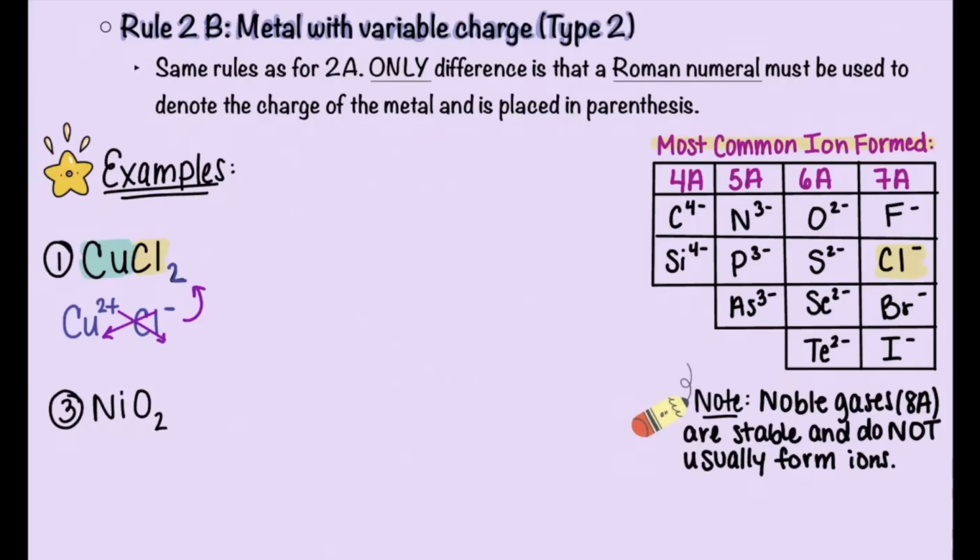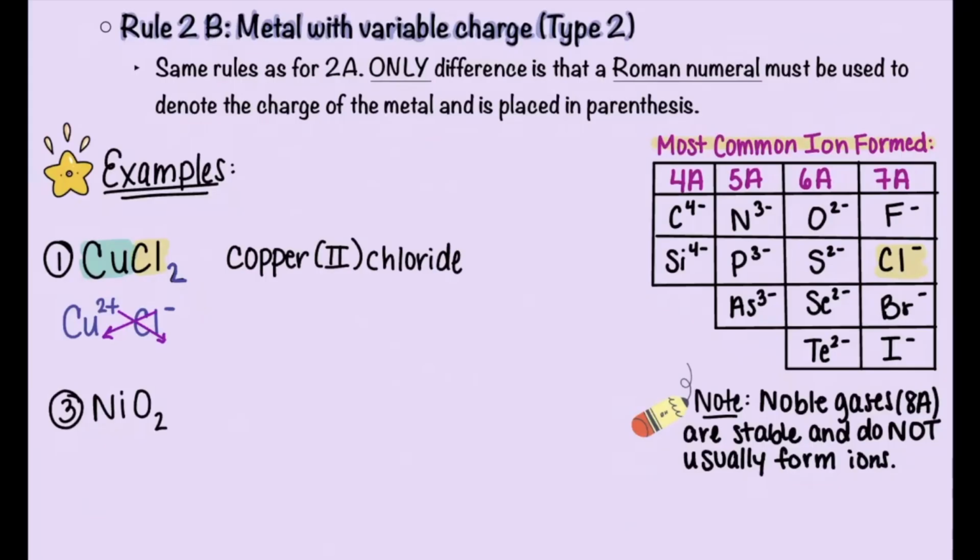And so for this rule, you use the same naming rules as for 2A, but the only difference is that you add a Roman numeral next to the metal. So we have copper, Roman numeral 2, chloride. So copper(II) chloride. Now this next one's a little trickier.